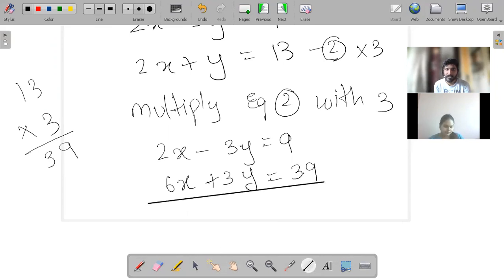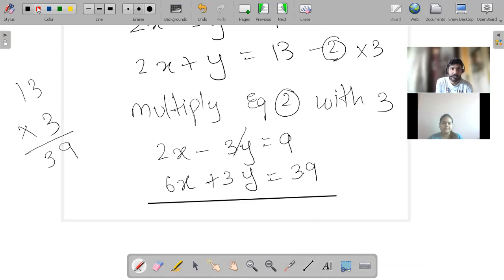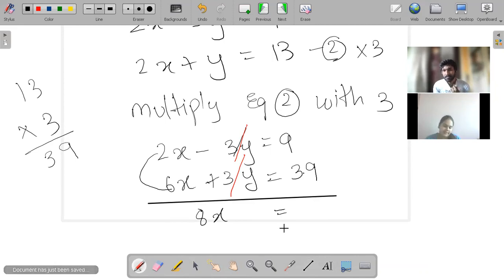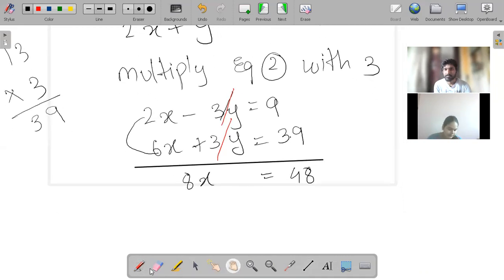Yes. Now what can be cancelled? First you tell me what can be cancelled here, then I'll give you time to write. Minus 3y plus 3y, yes, minus 3 plus 3 cancelled. 2x plus 6x will give you 8x. And what is 9 plus 39? 48.